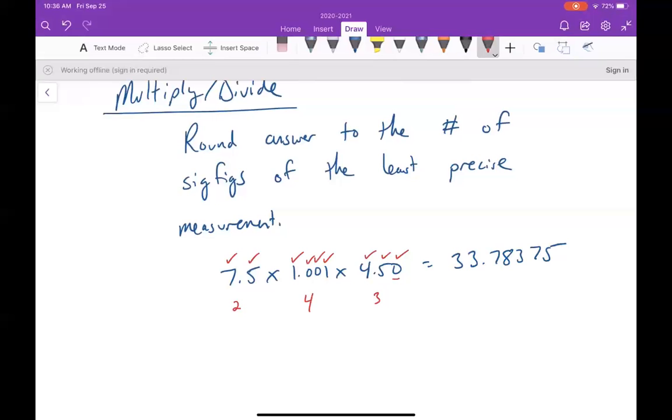So least precise measurement, 2 sig figs, which means I can only report this answer to here. So how am I going to round? I'm going to look immediately to the right of that 3. I'm going to say it's a 7, which means I'm going to round up, which means I'm going to say the answer to this problem is 34. That's it. That's the most precise that I can say with confidence the answer to this problem is. Even though your calculator will give you all these digits, doesn't matter. You have to cut it off. Okay, so that's going to be how we do this.